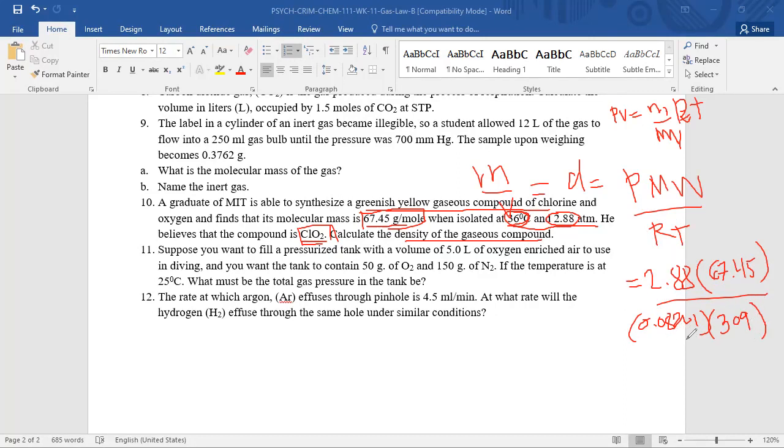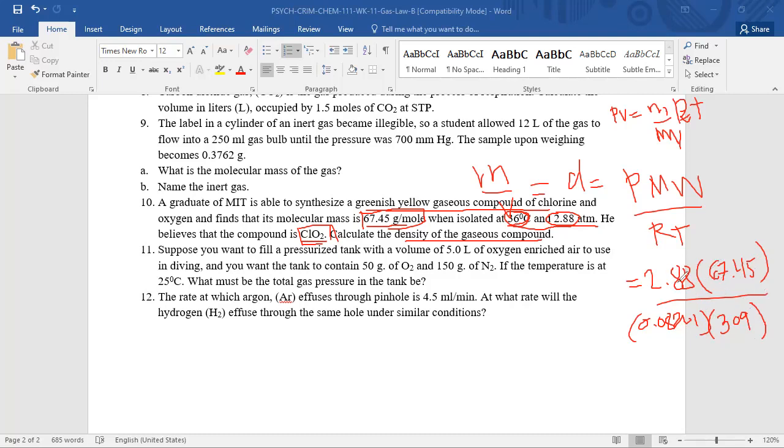Ayan. So, compute natin 2.88. Pag kinumpute niya sa calculator, kung halimbawa ang normal na calculator lang gagamitin ninyo, multiply nyo muna itong nasa ilalim. Okay, multiply nyo muna ito, multiply nyo ito separately, saka nyo palang i-divide.